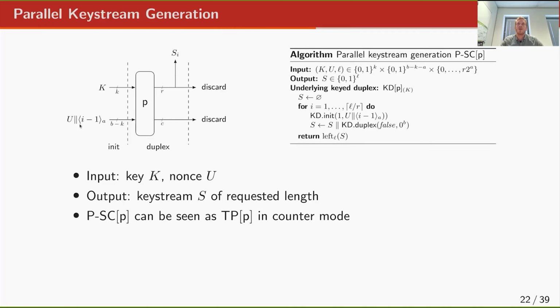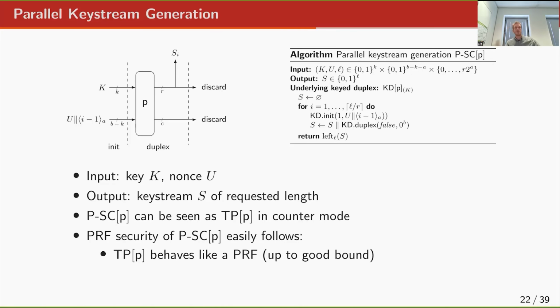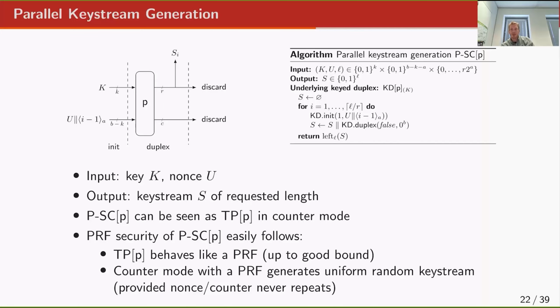So we have a nonce, which is u, which is just slightly smaller than b minus k bits. So it's b minus k minus a bits, where a is just the counter. And as input, you initialize with the key, the nonce, and a counter, and you key stream. And the security easily follows, because from the previous use case, truncated permutation behaves like a random function. Counter mode with a random function is random.